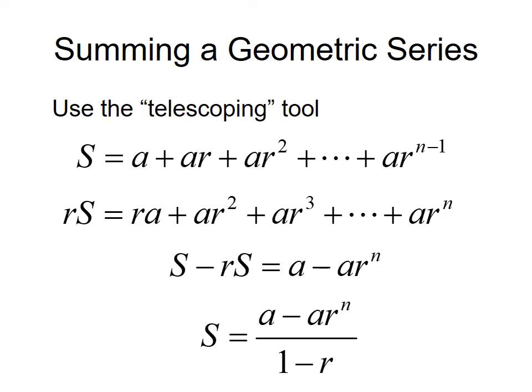So you get a minus ar to the n, and then that's s minus rs. You factor the capital s out, you divide, you get that expression on the bottom, and that is the expression you guys learned in Calculus 2. If you go infinite, then the r to the n, assuming r is less than 1 in absolute value, that goes away, and then you get the a over 1 minus r formula that you guys already know for infinite geometric series.